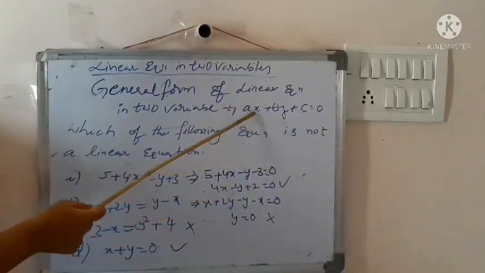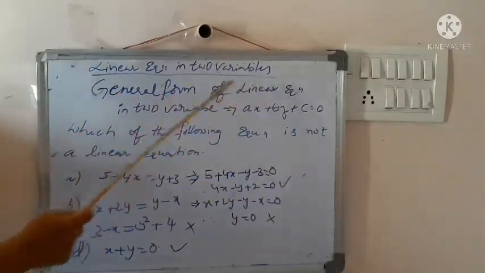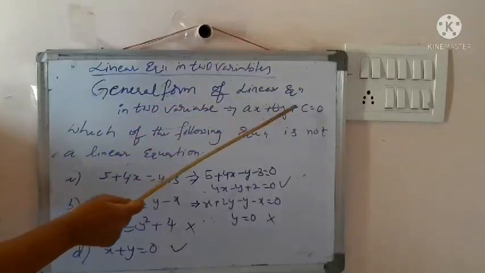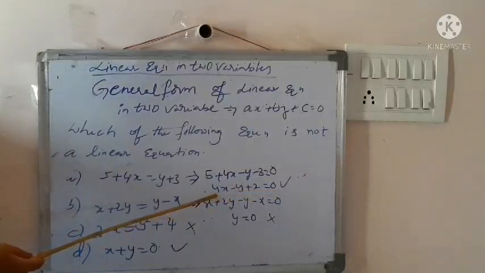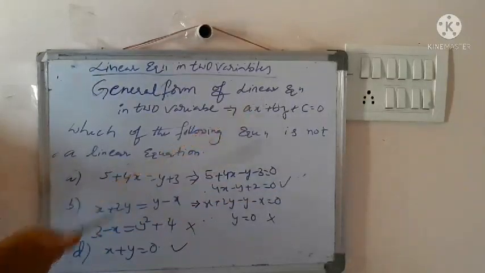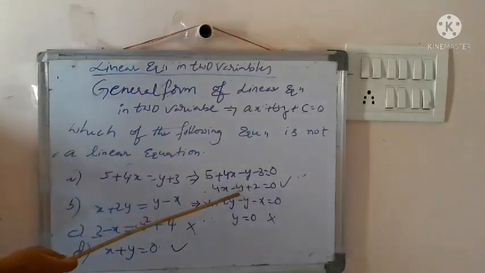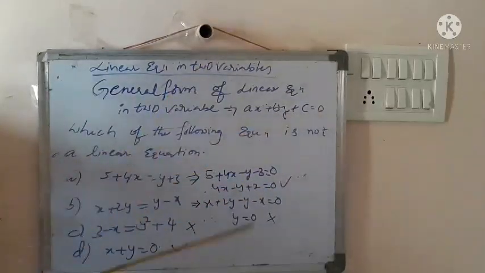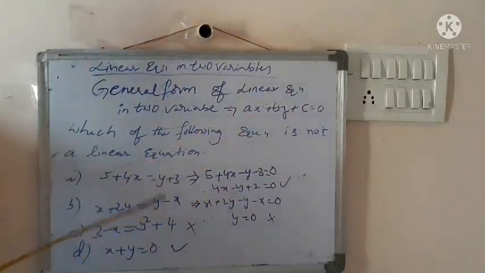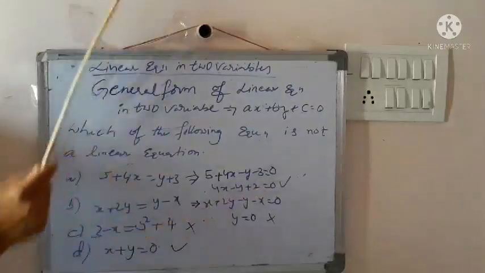Here observe, you know that the general form of linear equation in two variables is ax plus by plus c equals to 0. You observe this equation, comparing with this equation: 4x minus y plus 2 equals to 0 is in the form of ax plus by plus c equals to 0. So this is a linear equation, right?